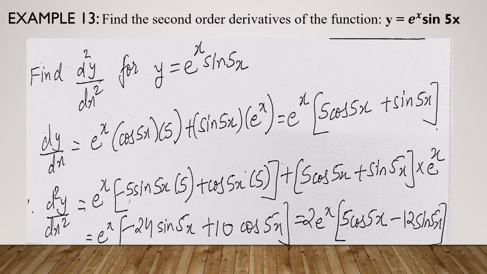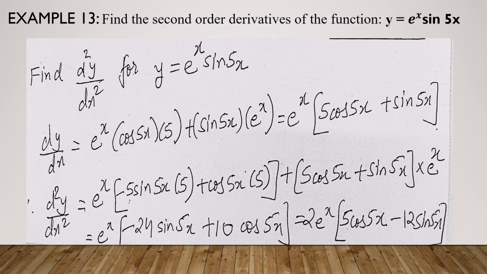Let us take examples to find the second order derivative. Find d square y by dx square, means the second order derivative, for y is equal to e raised to x sine of 5x. So first you find the first derivative. So it is multiplication of two functions, e raised to x into derivative of sine 5x, which is cos 5x, into derivative of 5x, which is 5, plus sine 5x into derivative of e raised to x, which is same as e raised to x. So in short, dy by dx is e raised to x (5 cos 5x plus sine 5x).